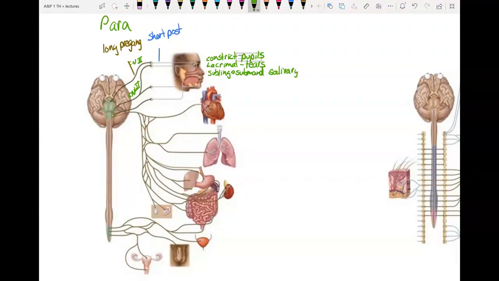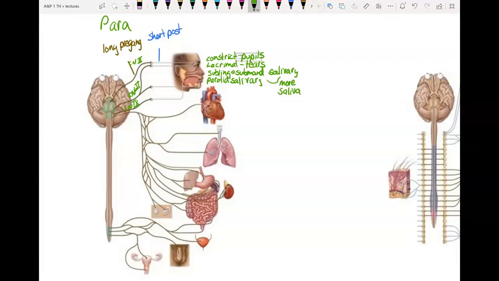Then you have glossopharyngeal, number 9. It goes to the parotid salivary gland. And in both cases, you're going to stimulate more saliva production. Remember, this is the rest and digest, and having saliva is part of the digestive system.